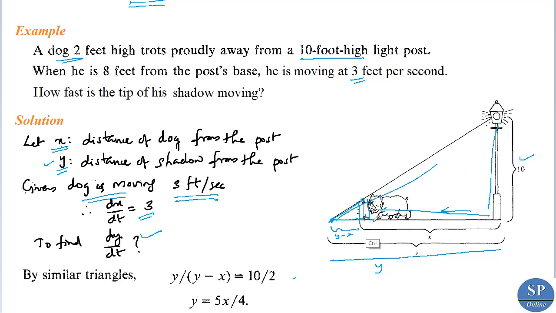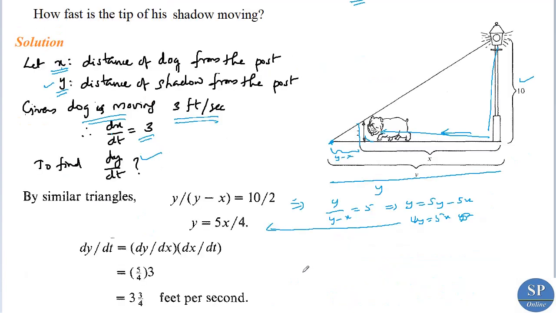So from these two similar triangles, 10 by 2 is 5. So y by y minus x is equal to 5. That implies y equals 5y minus 5x. Therefore 4y equals 5x, so y equals 5x by 4. So we have a relation connecting x and y.